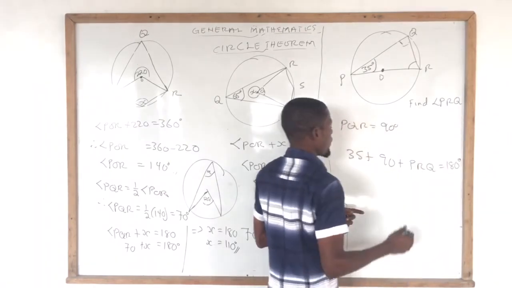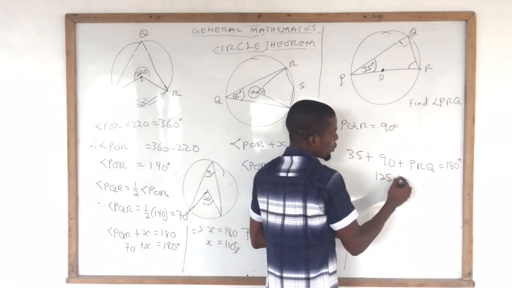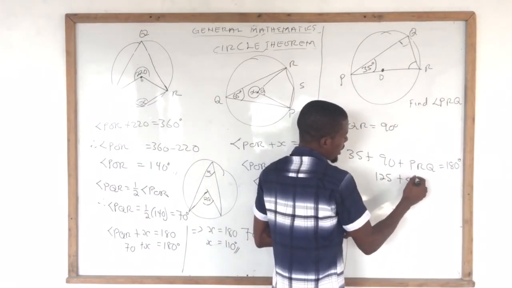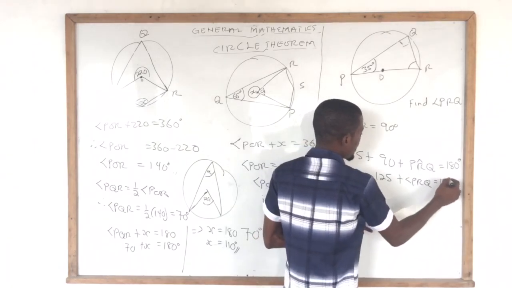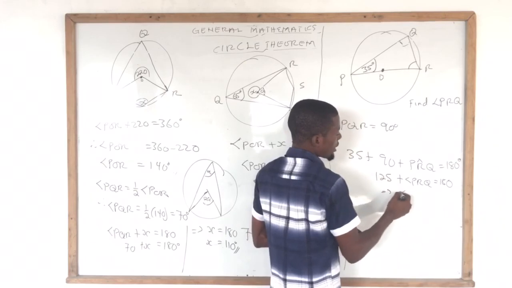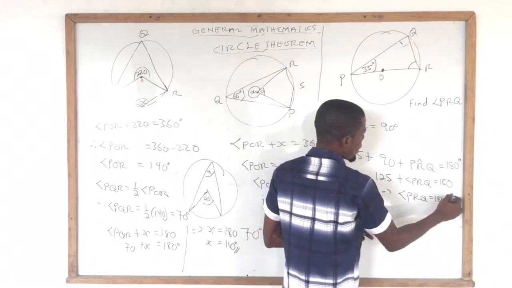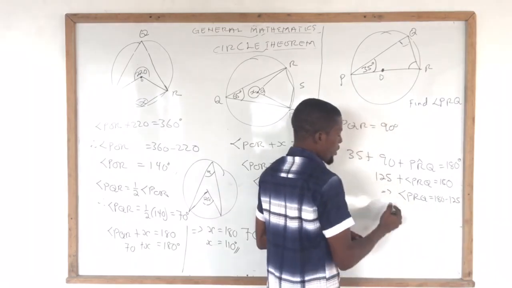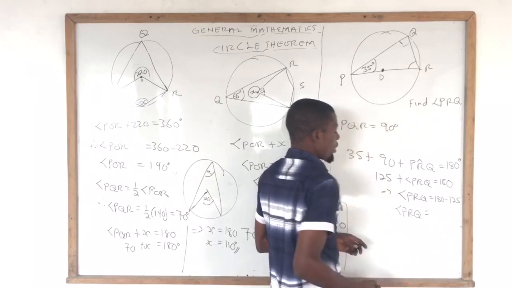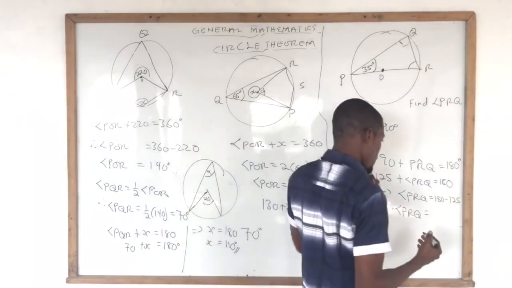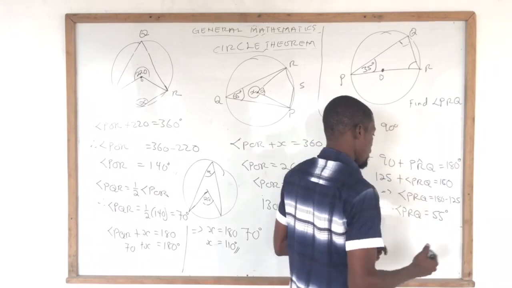180 degrees. Now we know 35 plus 90 is going to give us 125. So 125 plus angle PRQ equals 180. This implies that my angle PRQ equals 180 minus 125. So this implies that my angle PRQ is actually going to give me 55 degrees.